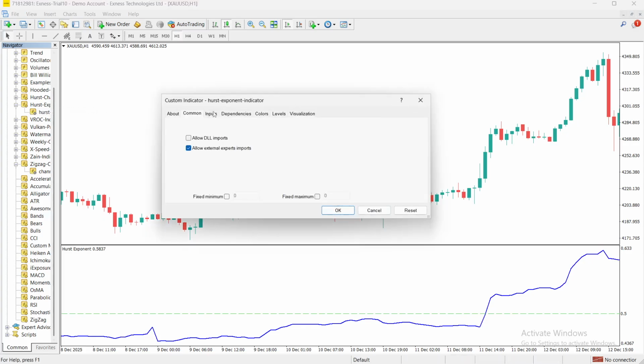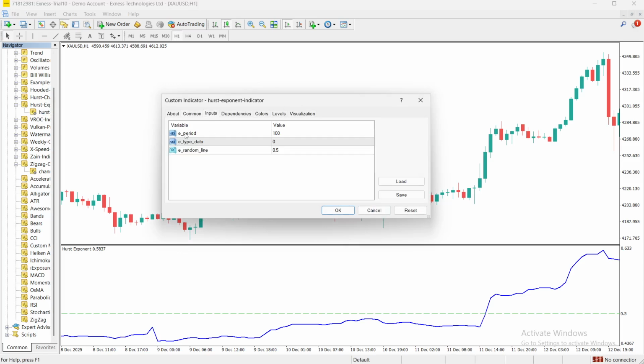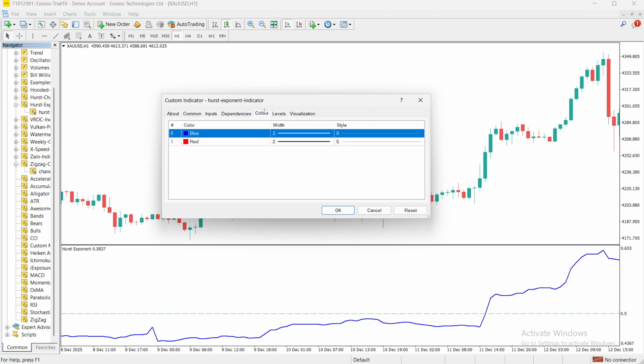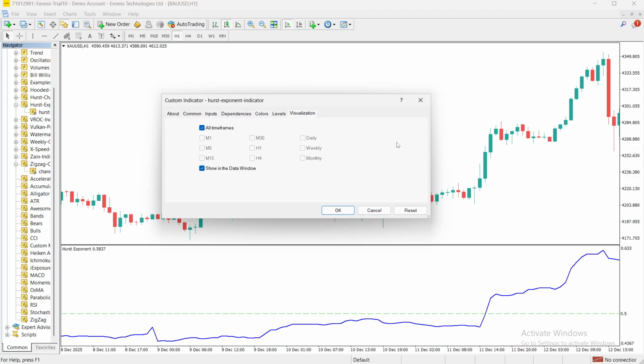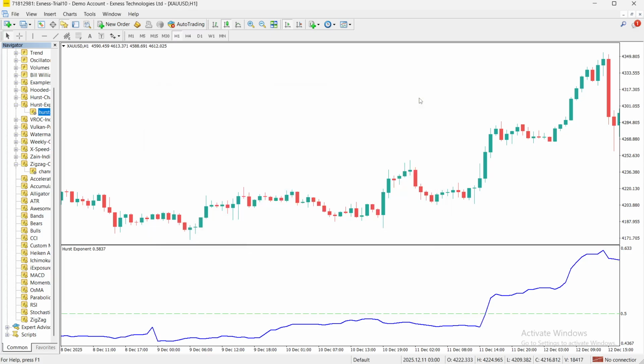As for the indicator settings, you can take a look at the inputs. We have the E period, the E type data, and the E random line. We can also customize our preferred colors and trade on our preferred time frames as well. Now, who is this indicator for? The Hurst cycle indicator is suitable for long-term trend traders looking to identify major market turning points, multi-timeframe analysts who want to forecast movements across different periods, and systematic traders who combine multiple technical tools for improved accuracy.